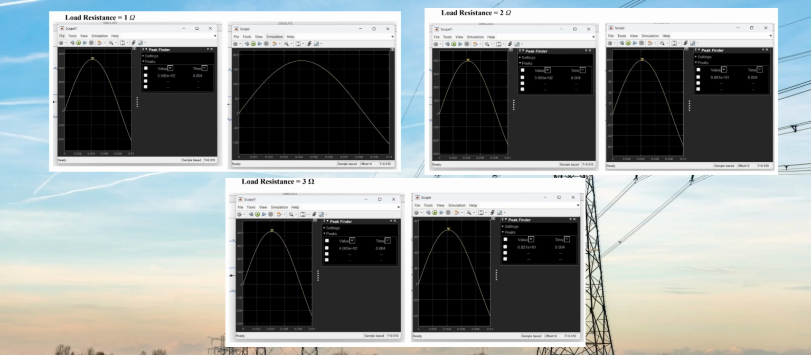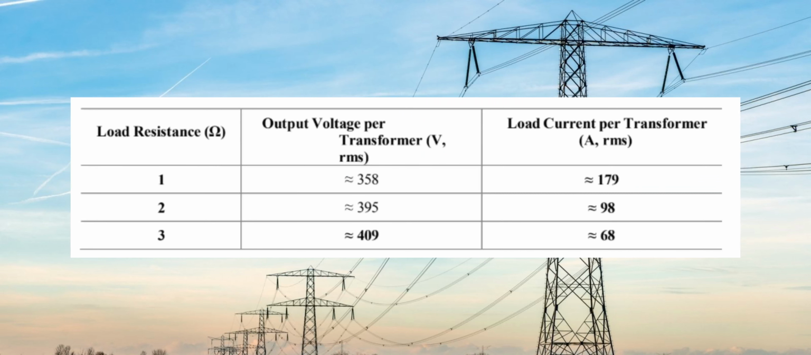By comparing the simulation results under different loading conditions, we observed how the transformers work together to supply the load. We also saw that changes in the load influenced the amount of current and power carried by each transformer, while the total load was shared between them according to their electrical characteristics.